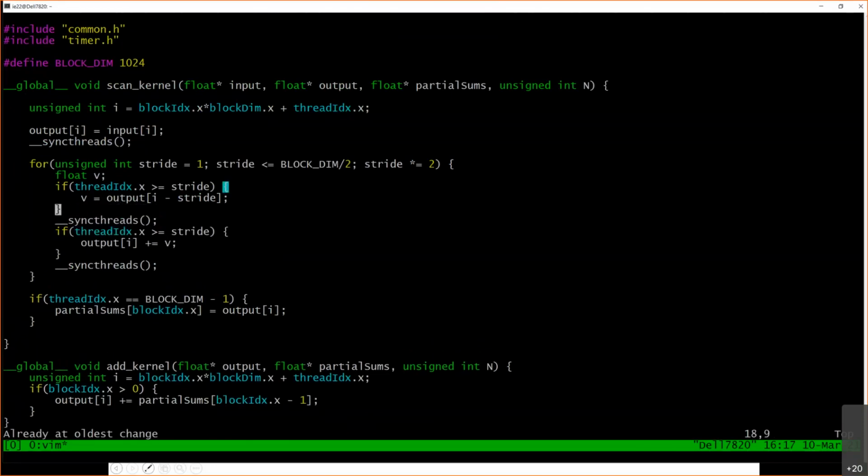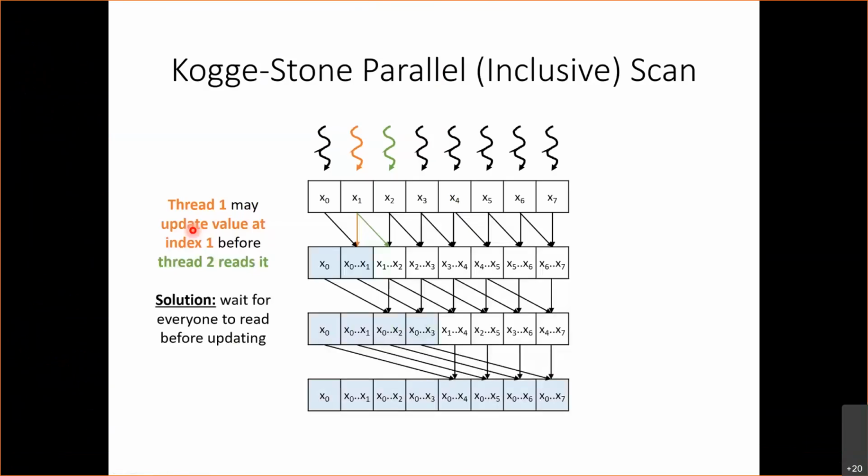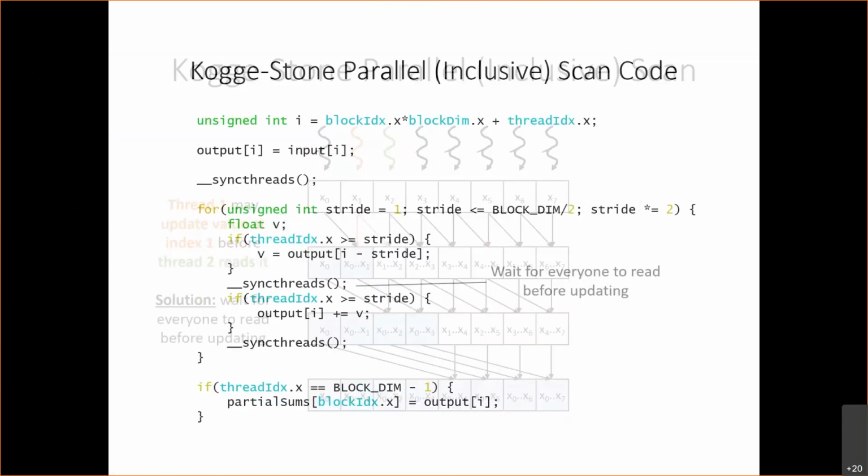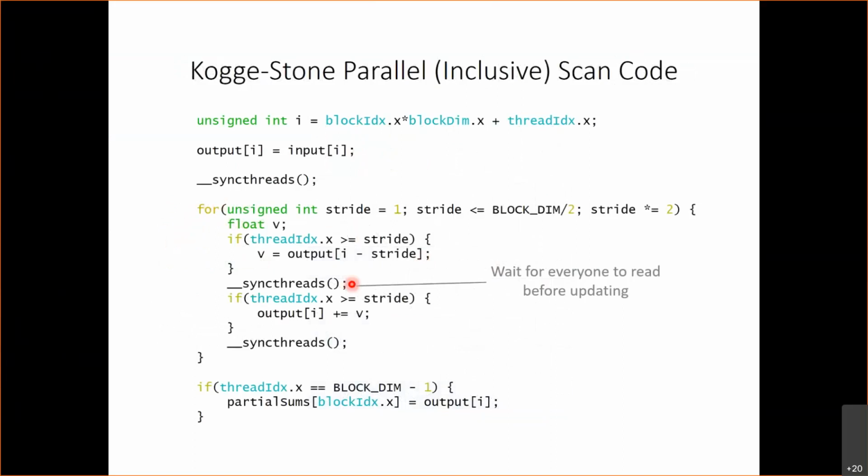Okay, let's go back to our correct code. So we said our solution is to wait for everybody to read before we do any writes. And this is what we did, and we saw that this gave us correct code. So this is great. Now we have a kernel that does scan. So now let's look at how we can optimize this kernel.